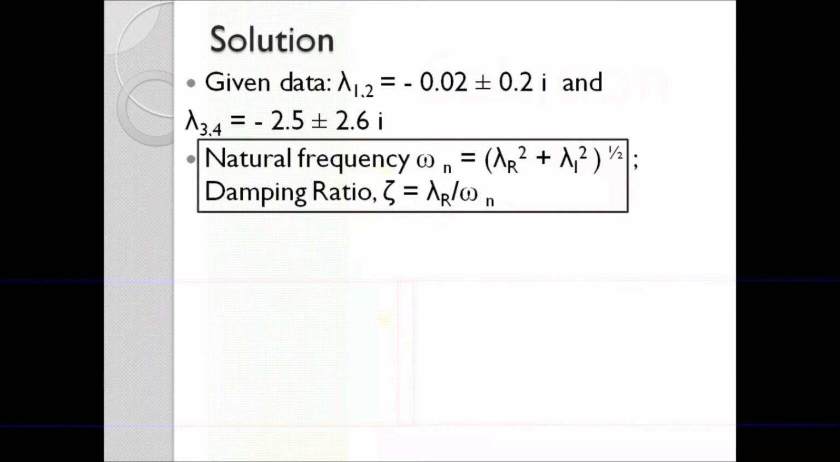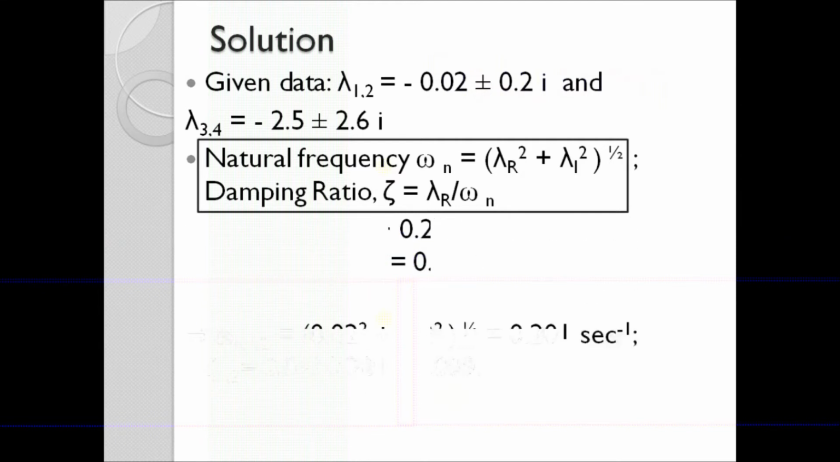Remember, when there is an omega n, that is undamped. So there is a formula, that is lambda r square plus lambda I square, power 1 by 2, or rather we can say root over lambda r square plus lambda I square. So from there you can find the undamped natural frequency. From here you can find the damping ratio, that is tau equals lambda r by omega n.